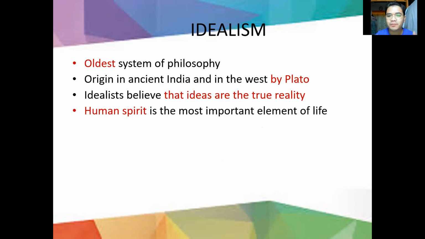So nature, empirical, what can be seen, what can be observed. For idealism, okay, we are now looking into the second traditional philosophy, which is idealism. Okay, so idealism is the oldest system of philosophy. There are certain books that would say it originated from ancient India, but this also originated in Greece.